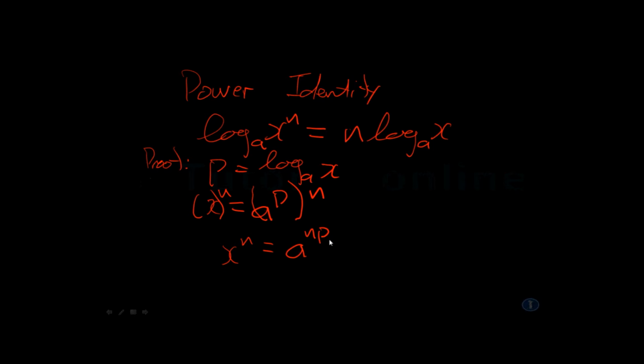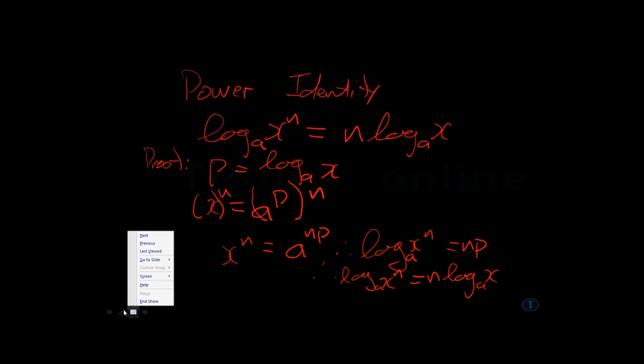Then, from the definition of logarithms, I can write that the logarithm of x to the power of n to the base of a is equal to n times p. But when we started this proof, we defined p to be equal to the logarithm of x to the base of a. That means the logarithm of x to the power of n to the base of a is equal to n times the logarithm of x to the base of a, and we have proven the power identity.